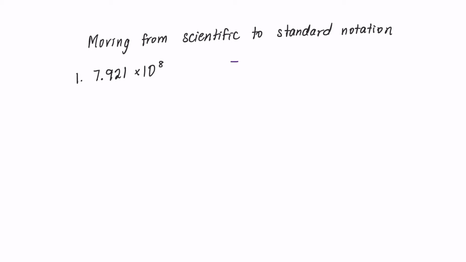We're going to start by just writing those 4 digits, 7921. Now let's take a quick look at our exponent. It's 10 to the positive 8, and so our number is going to get bigger. So from the decimal between the 7 and 9, we're going to move 8 places over to the right. And that's going to give us room to write in 5 zeros.